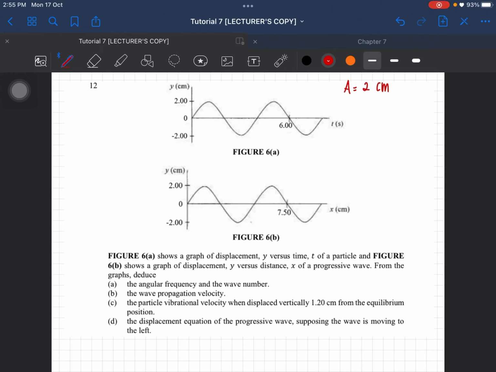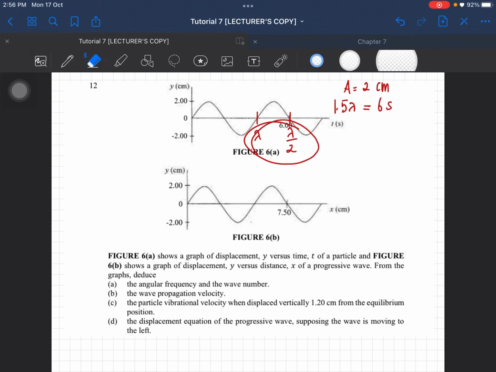From the x-axis, for this graph, we could get the period. But now, the period is here. So how do we find the value here if we only have the value 6 here? This is one wavelength. This is another half of the wavelength. If we add this together, we get 1.5 lambda, which is equal to 6 seconds. Can you understand that?